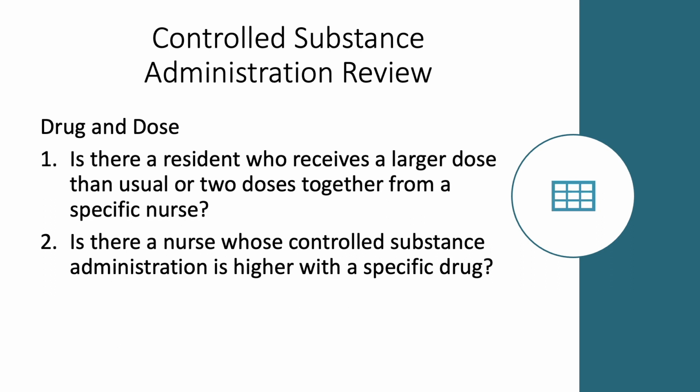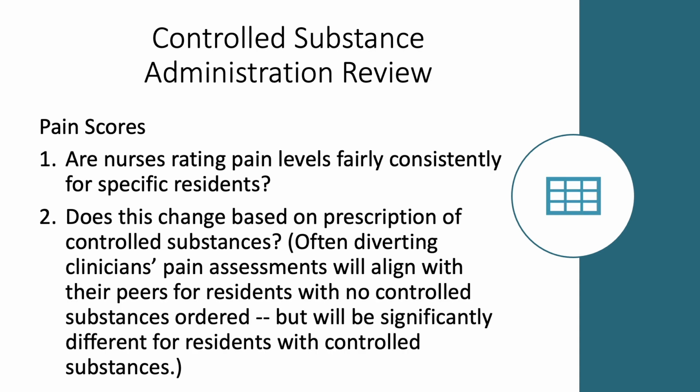Is there a resident who receives a larger dose than usual, or 2 doses together from a specific nurse? Is there a nurse whose controlled substance administration is higher with a specific drug? Are nurses rating pain levels fairly consistently for specific residents? Does this change based on prescription of controlled substances? Often, diverting clinicians' pain assessments will align with their peers for residents with no controlled substances ordered, but will be significantly different for residents with controlled substances.